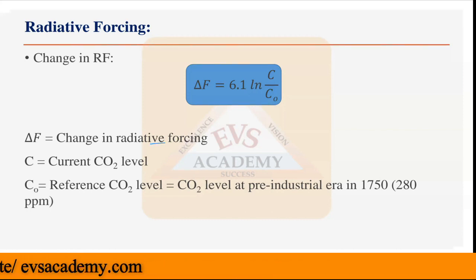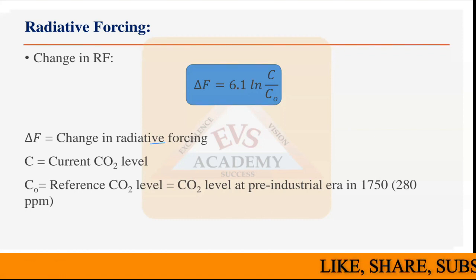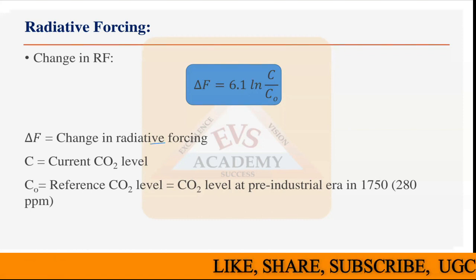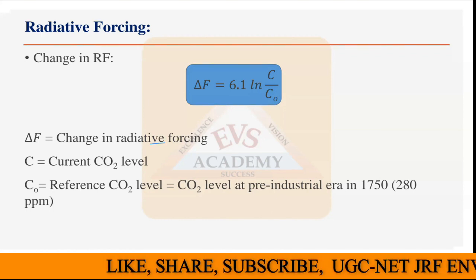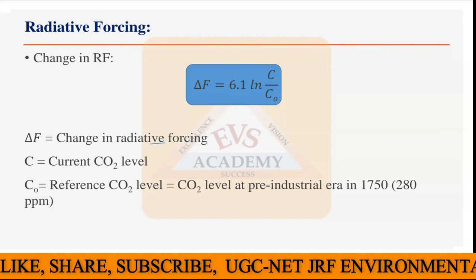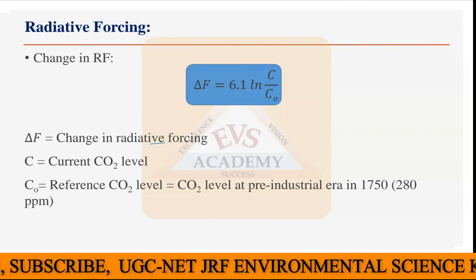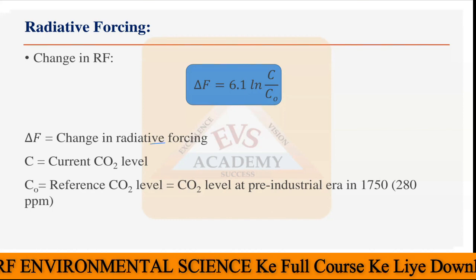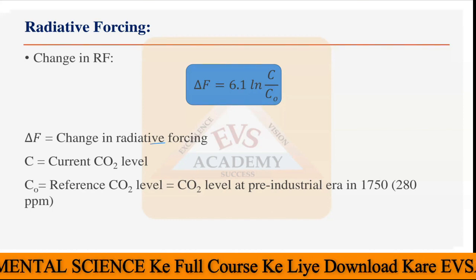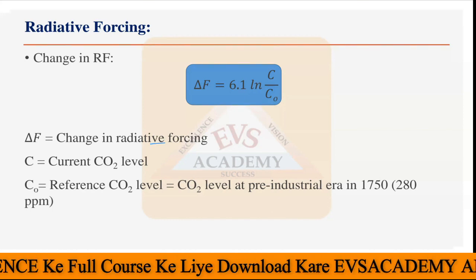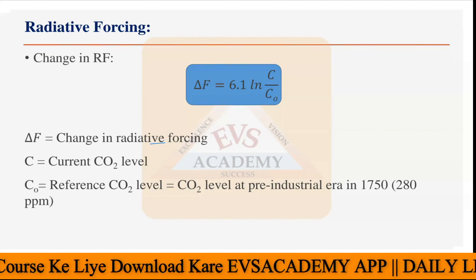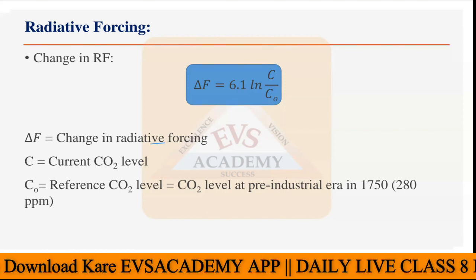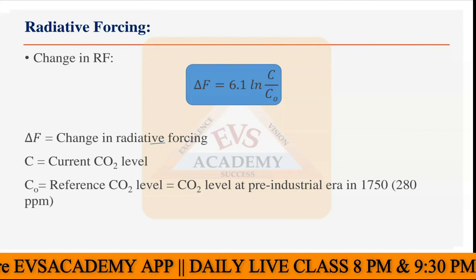So if you want to see what the change in radiative forcing would be for an increased amount of CO2, you can see that by this particular formula. Then if you put this delta F value in the previous formula, you can see how much the temperature change would be. So the same thing is used here: delta F is equal to the constant 6.1 multiplied by natural log C divided by C naught. The current CO2 level would be your C, and C naught is the reference CO2 level.